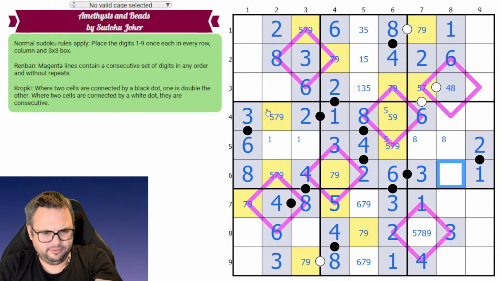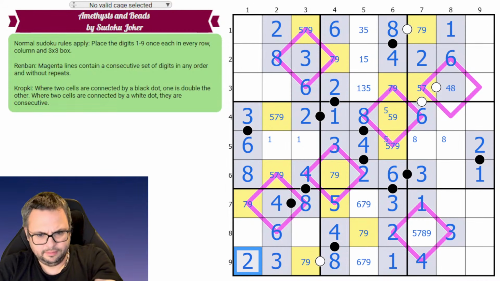2 in box 7 is exactly there. Agree. So 2 in this box is over here.